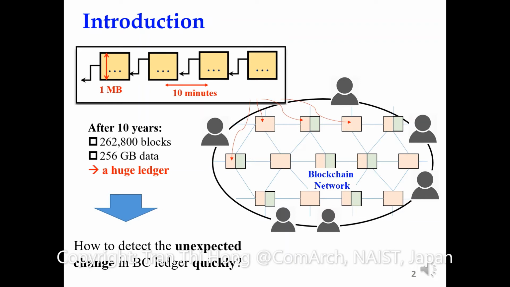How to detect an unexpected change in the blockchain ledger quickly? Of course, it cannot compare the data one by one because the data is very huge. A lot of data cannot be compared like that. So is there any method to detect the modification quickly? That's where we should use cryptography.